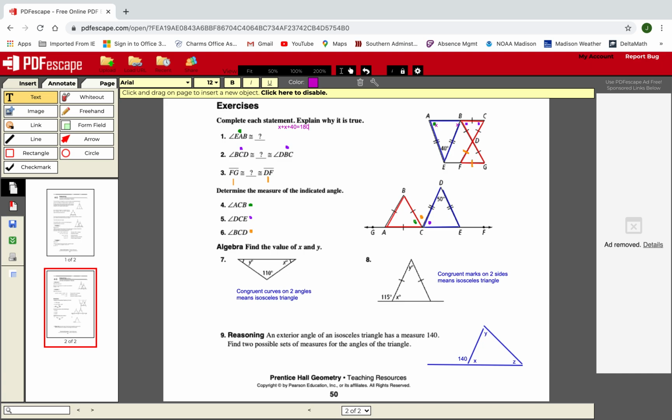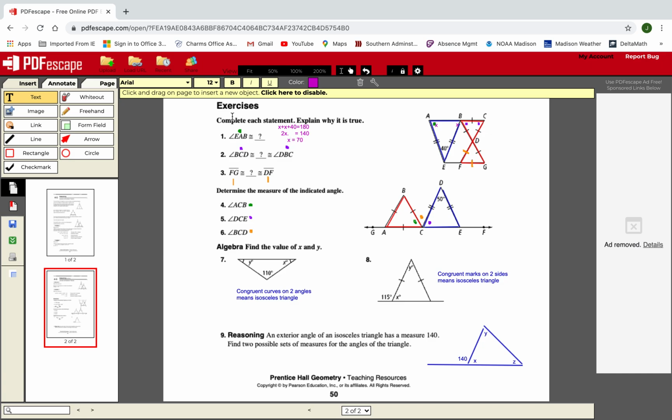And this is very much like that problem on the other page. So here 2x plus 40 equals 180. I'm going to go ahead and subtract 40 from both sides. So I'm going to say that 2x equals 140, and then simply divide by 2. So we get that x equals 70. And that is the measure of angle EAB.